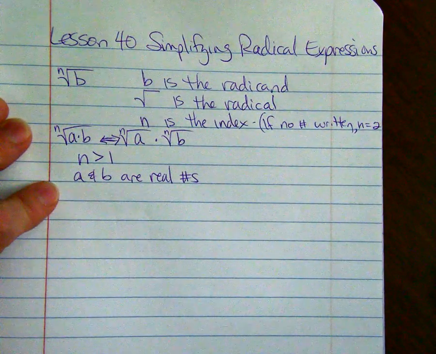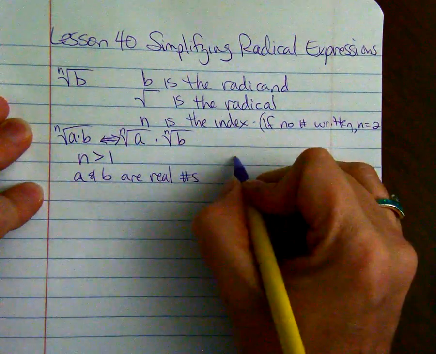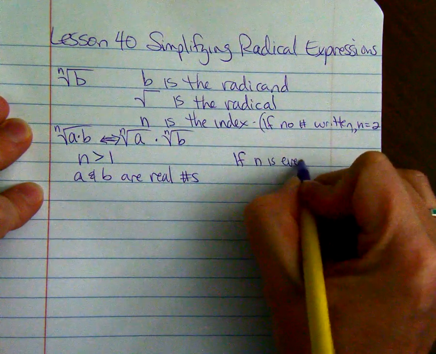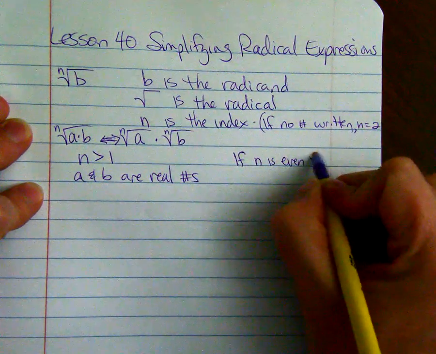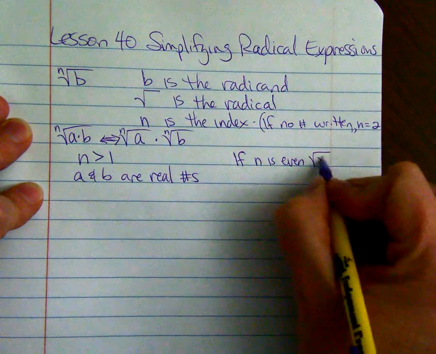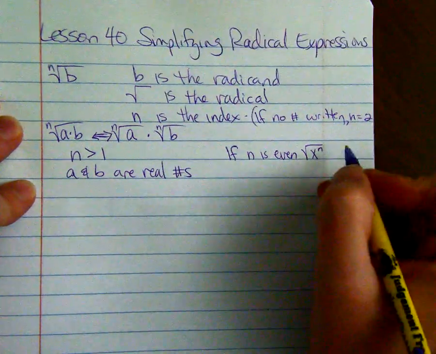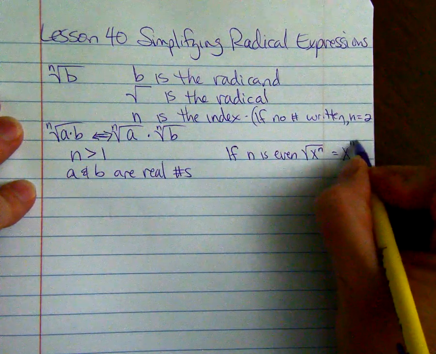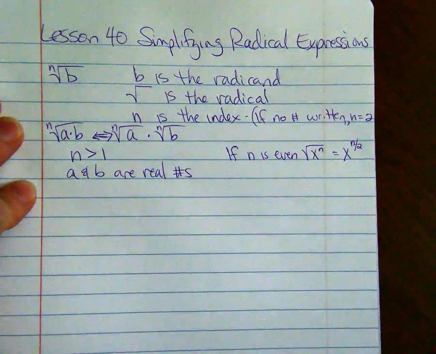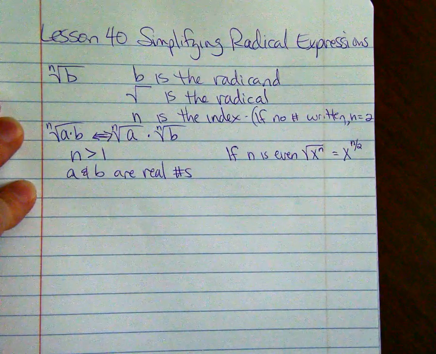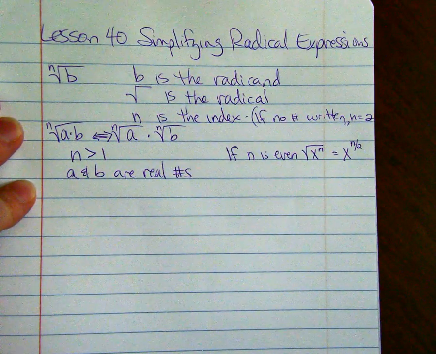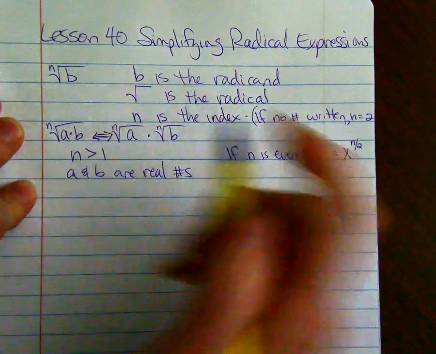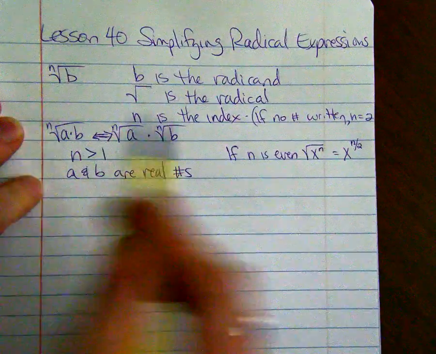If n is even, then the square root of x to the nth power is just equal to x to the half of that power, n divided by 2. In other words, the square root of x squared is just x, the square root of x to the 4th is x squared, square root of x to the 6th is x cubed. So you just take half of that power.